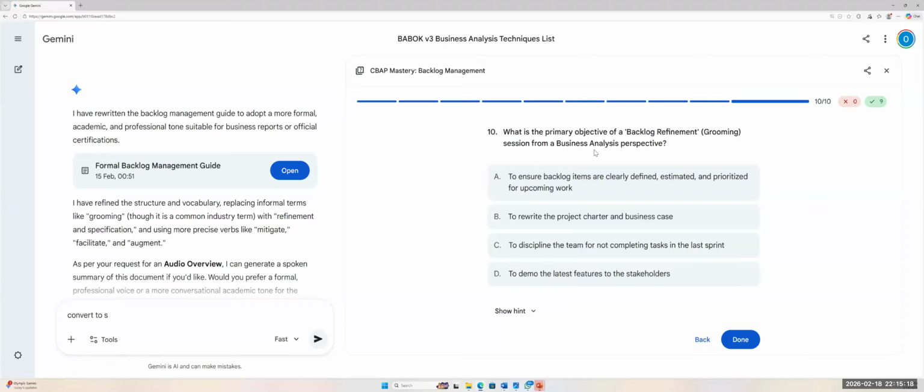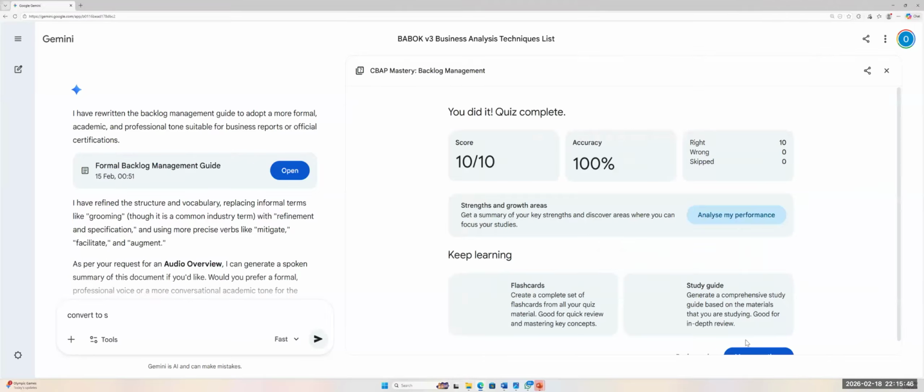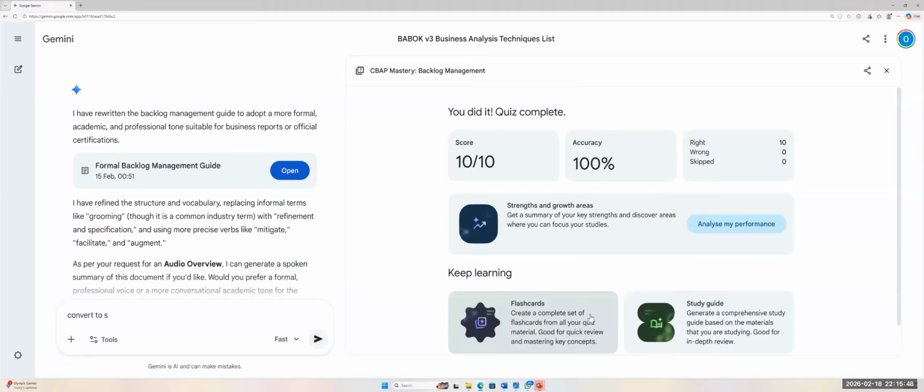Session from a business analysis perspective. This is a very interesting question. To ensure the backlog is clearly defined, estimated, and prioritized for upcoming work. To write the project charter, that's for the PM. To discipline the team for not completing tasks, that's irrelevant. To demo the latest feature, that is later. All right, so we are correct. Clap for yourselves. You got 100 over 100. This is how sometimes I just play around.